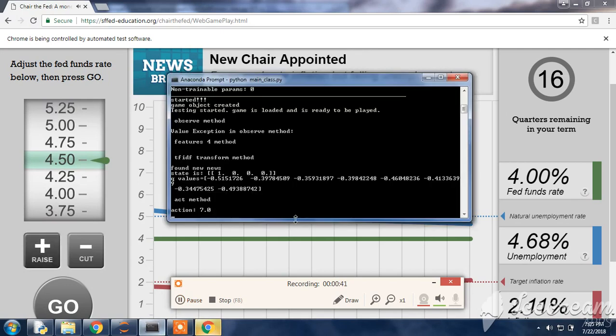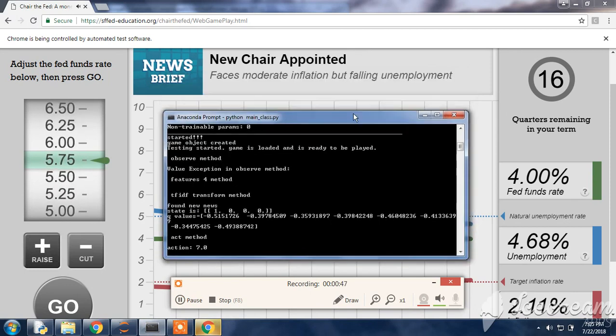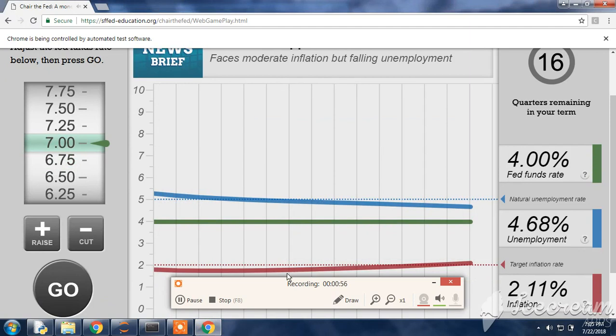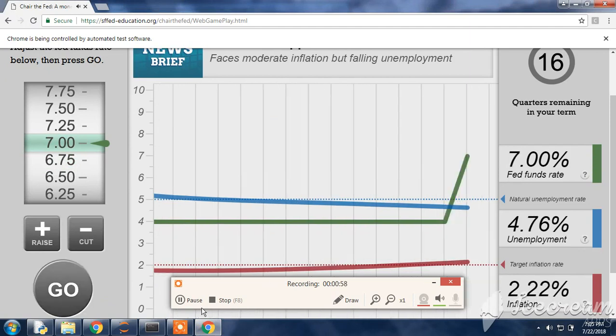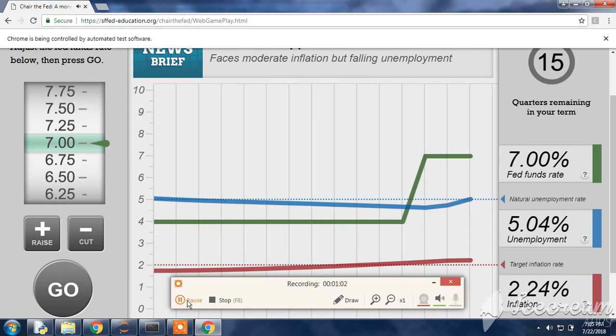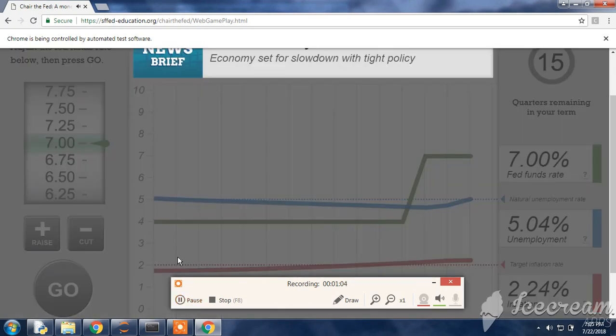Here, the first action that it took is to set the Fed rate to 7%, which it took based on the previous exploration of the environment. Now, it will affect the unemployment and inflation both. Now, unemployment is 5.04% and inflation is 2.24%.